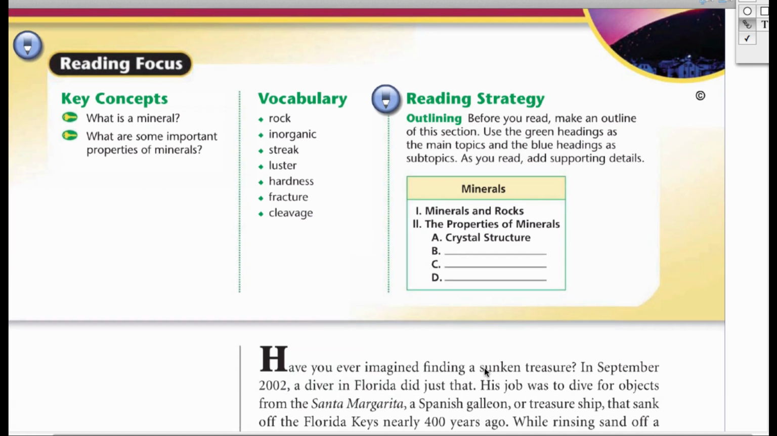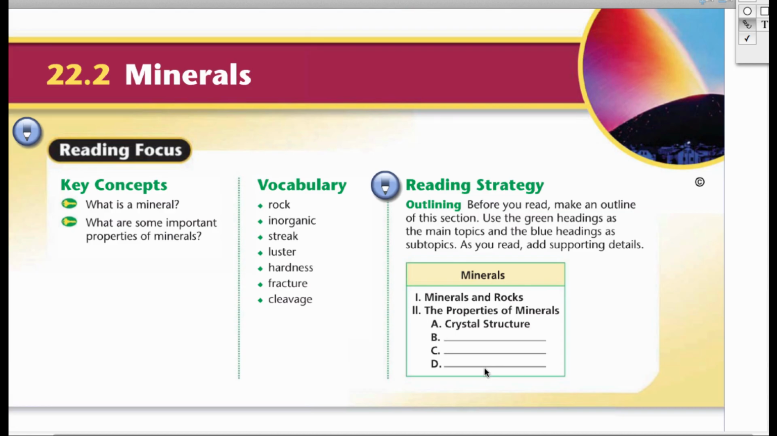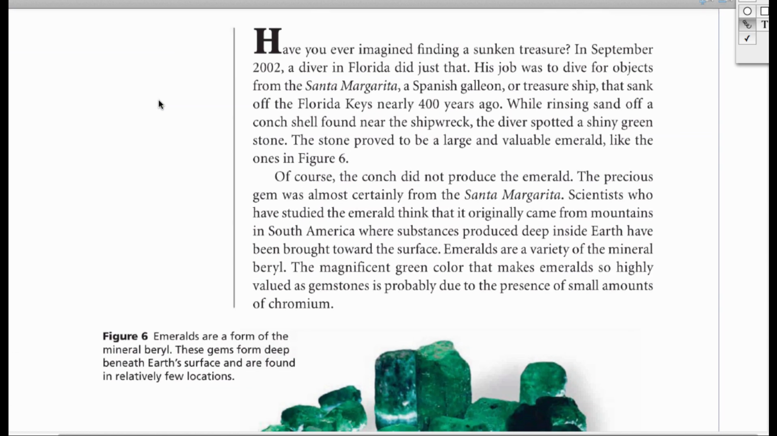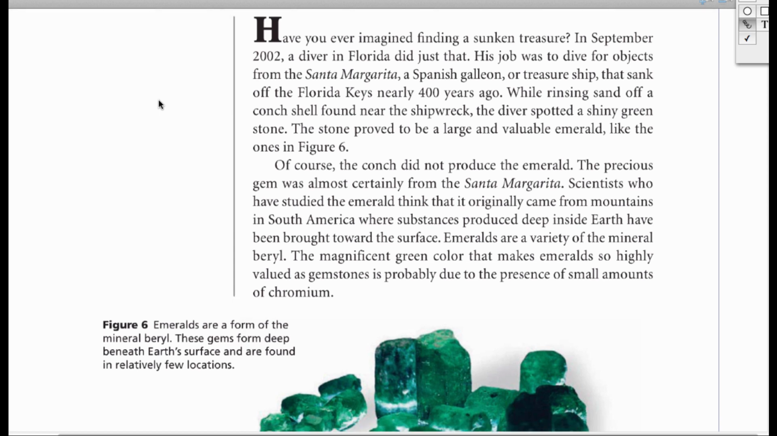Alright, let's look at section 22.2, and here we're going to be looking at minerals. Obviously, our Earth is made up of rocks and minerals, and so let's talk a little bit about what a mineral is and maybe some of the different characteristics of it.